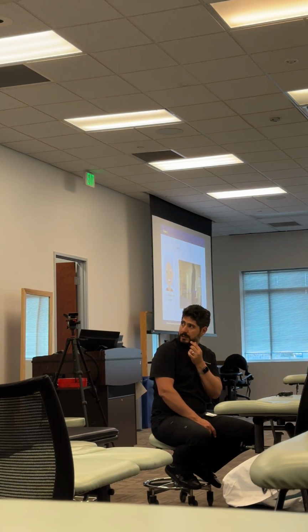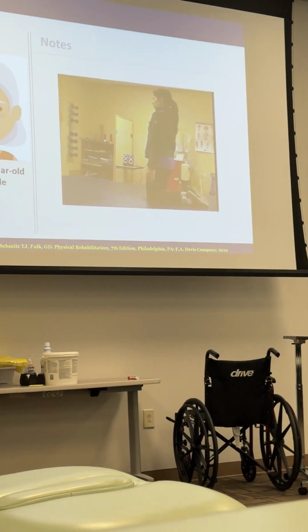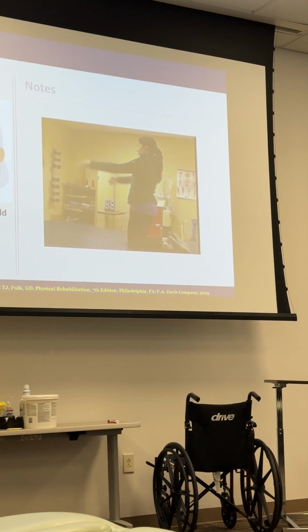And let's see this patient. She's an MS patient. Shoulder flexion with overhead reach. Doing the kneelings. Works on trunk strength and control.